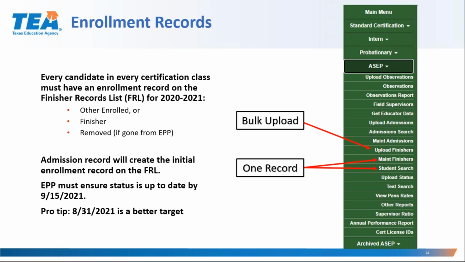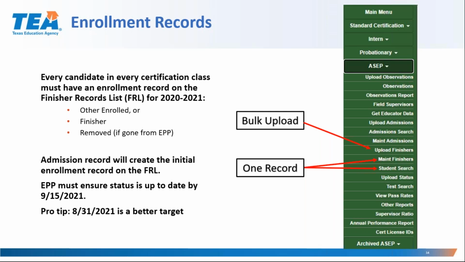Let's move on from admission records and talk a minute about enrollment records. Every candidate in every certification class in your EPP must have an enrollment record on the finisher records list for 2020-2021, and should have records for any past years of enrollment. Recall that the finisher records list is actually only one list that can be sorted to show candidates with a status of either enrolled or finisher or both.